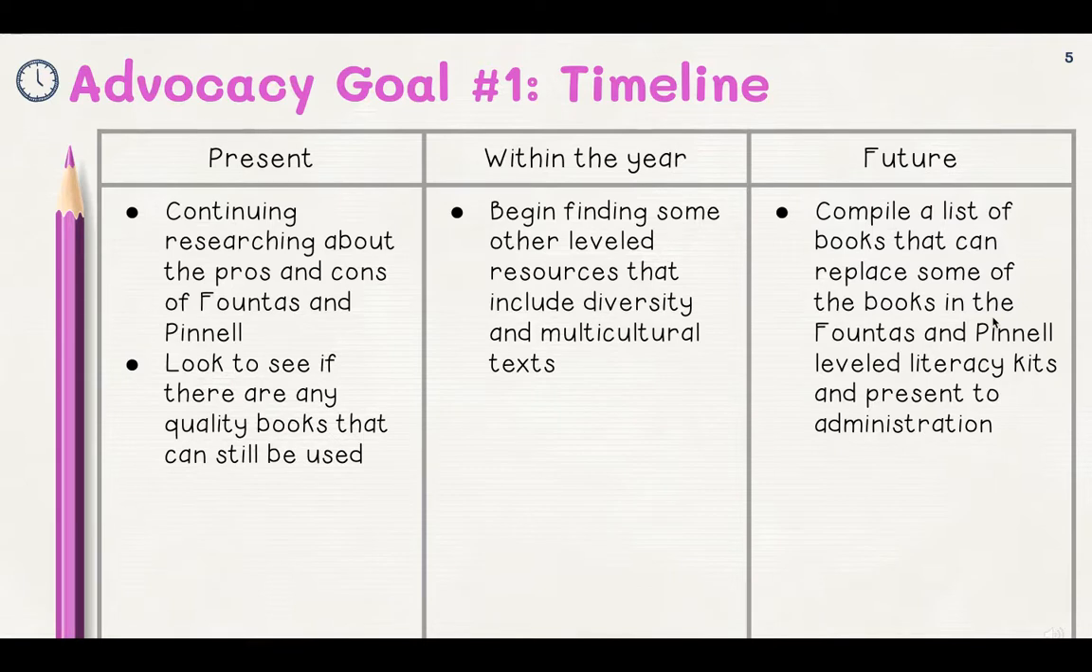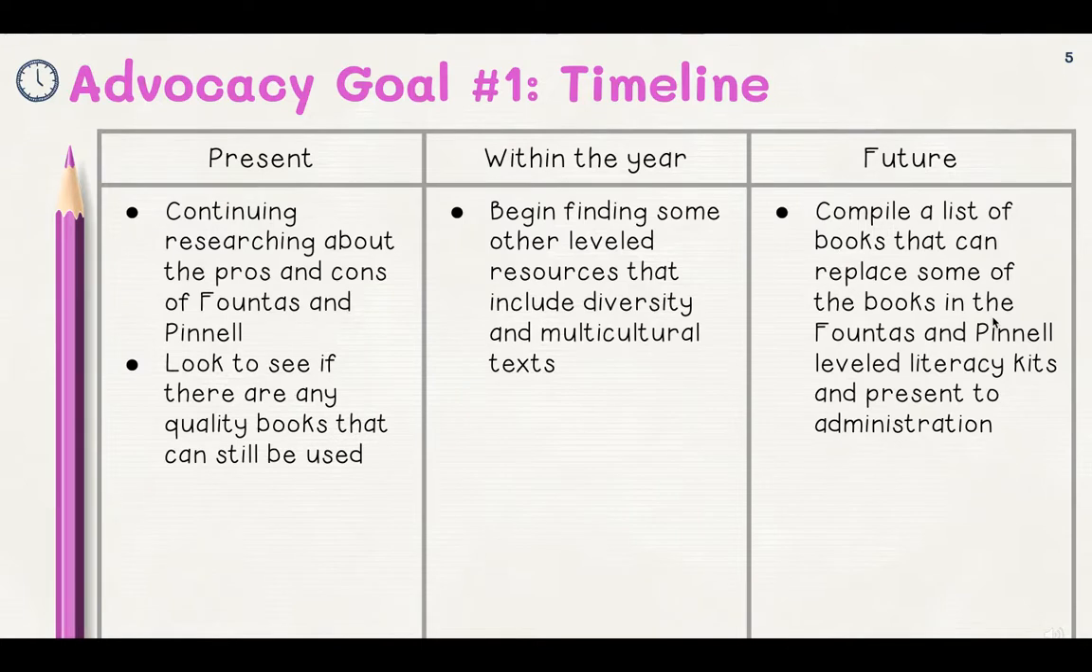Since this is the main resource that my district has right now, I will look to see if there are any quality books that can still be used, and make sure that there are no negative connotations used towards any of my students, and that they can still relate to the text, or that their voice is still heard within the characters, and that they can see it as mirrors.